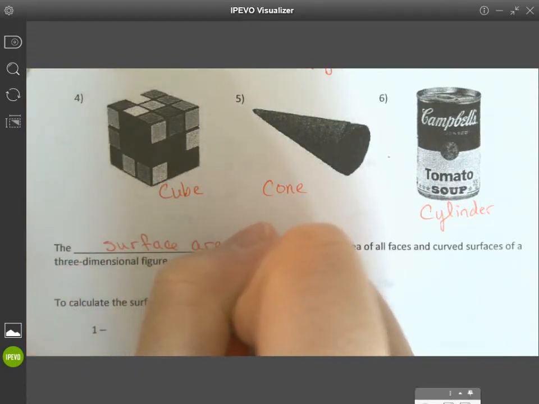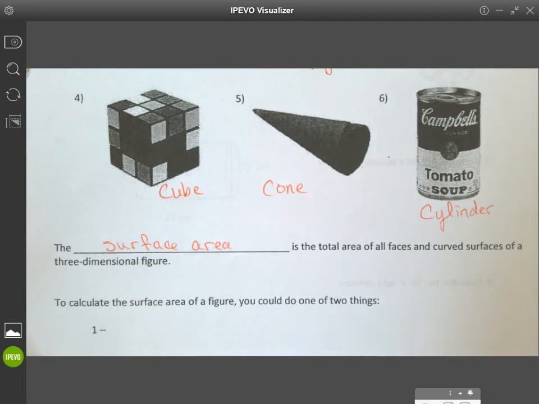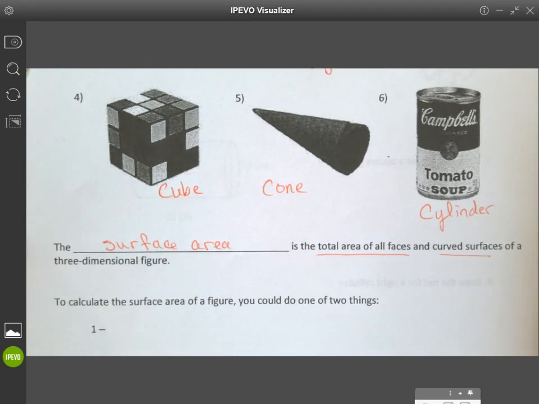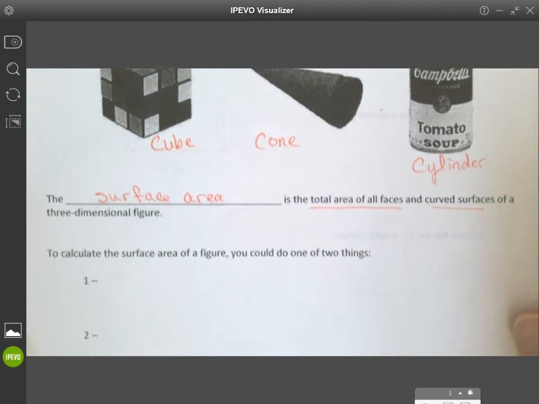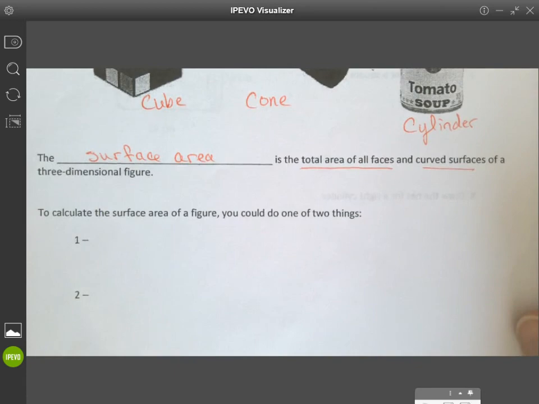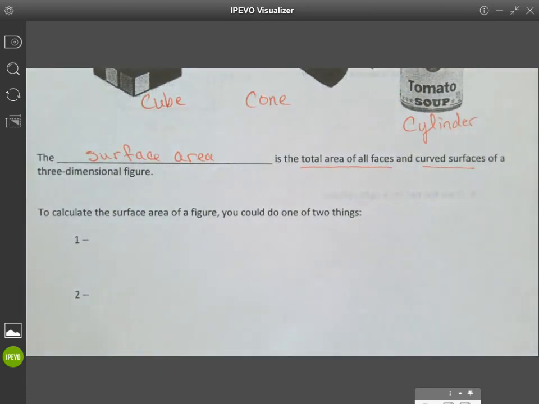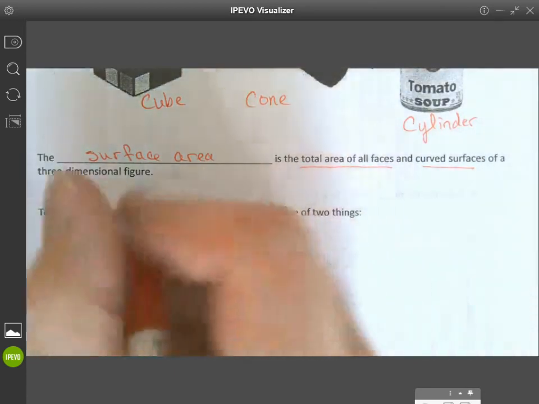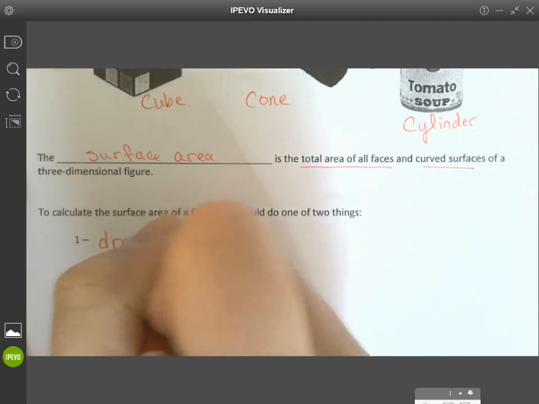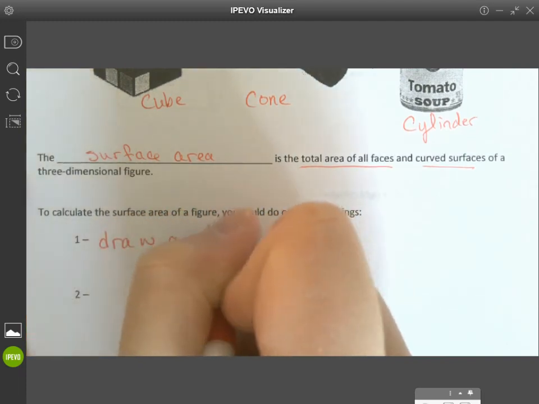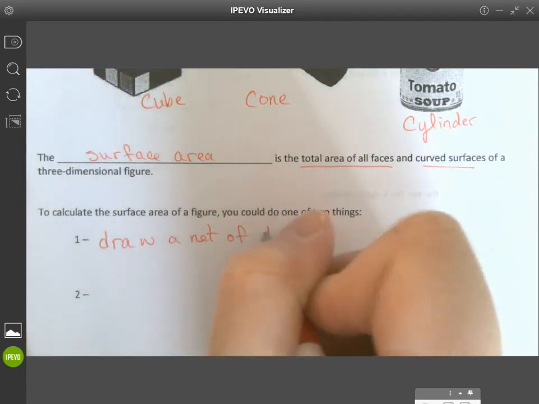Surface area. All right, surface area is the total area of all the faces and curved surfaces. So in a cone or a cylinder, you'd have a curved surface. All right, and so surface area is a 3-dimensional figure. We're really asking, what would it take to paint the outside of it? All right, 2 ways to find surface area. One way is to draw a net shape of the figure. So draw a net of the figure.